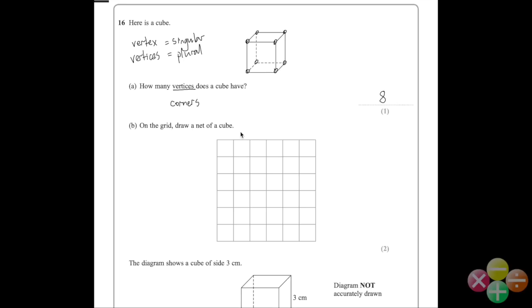On the grid, draw a net of a cube. Well, there's lots of nets of a cube, but probably the most common is the one that's shaped just like a cross. Now, of course, you will draw yours with a ruler, to make it much neater. And there we go. That would be a net of a cube. So if I fold that up, it makes a cube. You could have had any of these possible answers.